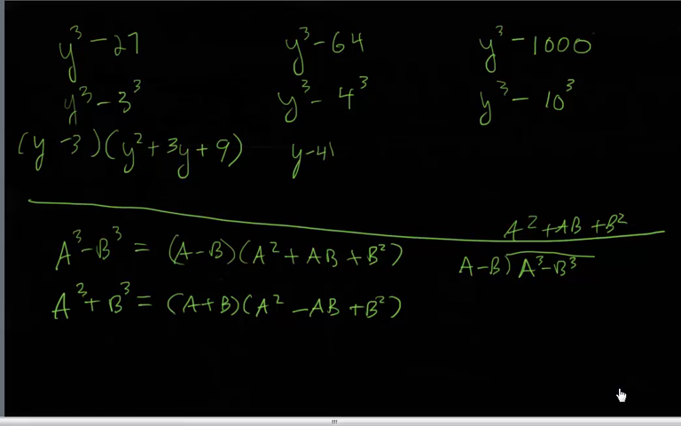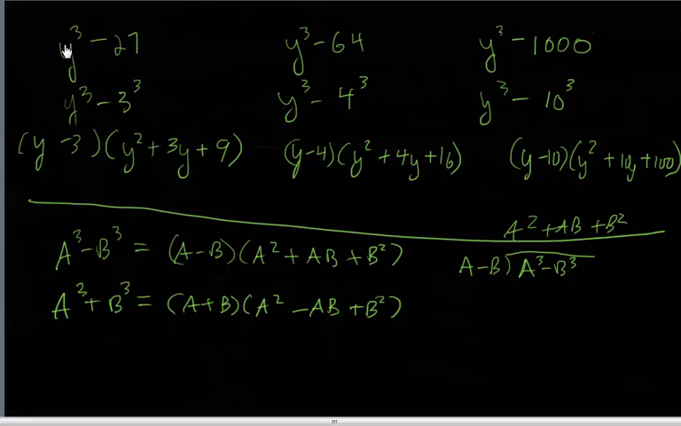This one would turn out to be y minus 4 and a y squared plus 4y plus 16, which is the 4 squared. This one would be y minus 10 times the y squared plus 10y plus 10 squared, which is 100. Now, whenever these are second degree trinomials here, these will not be factorable any further. You can pretty much count on that. If these are second degree trinomials in one variable, you shouldn't be able to do anything else with this. So you assume this is prime, these trinomials.